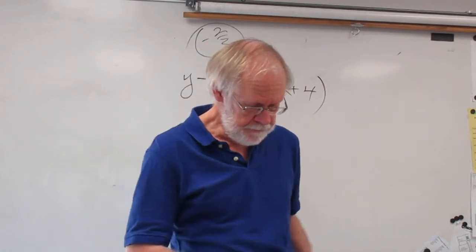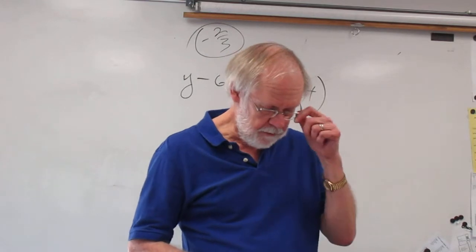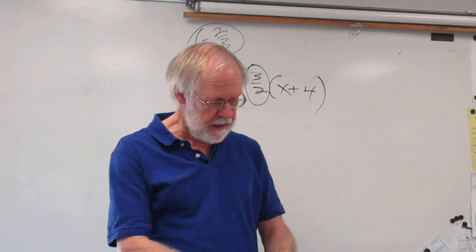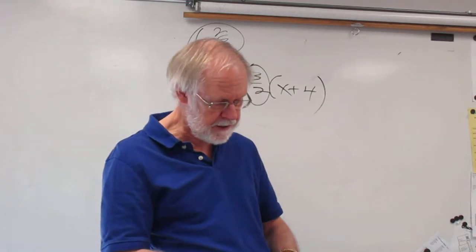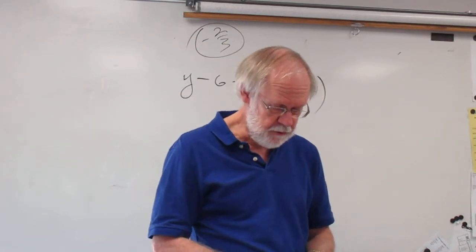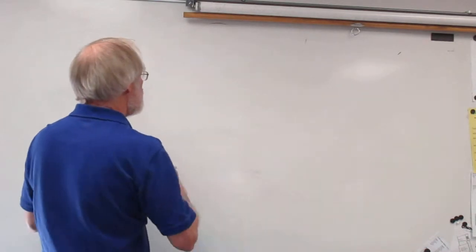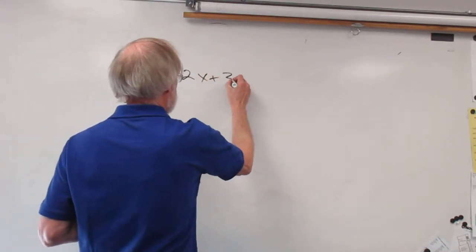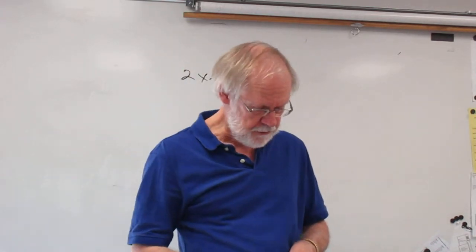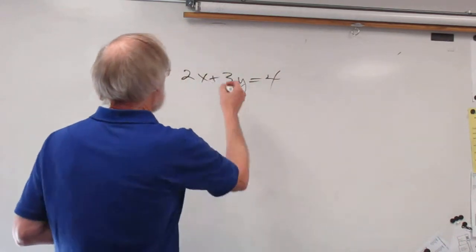All right? Something else you have to do sometimes with these is, for example, write an equation in slope-intercept form for a line that passes through the given point and is perpendicular to the given line. So here's what I have. 2x plus 3y equals 4. I want to go perpendicular to that line, and I want my line to go through the point 2, 3.